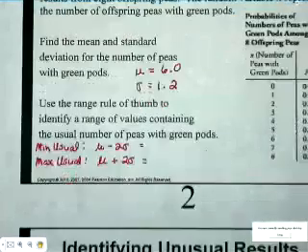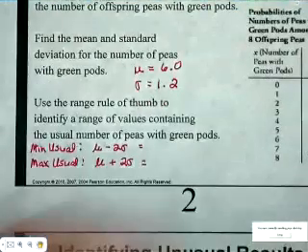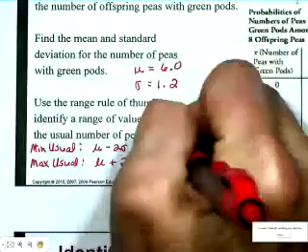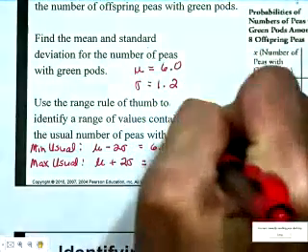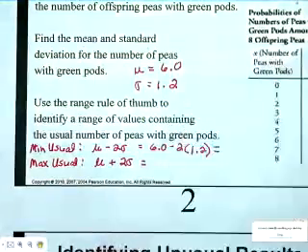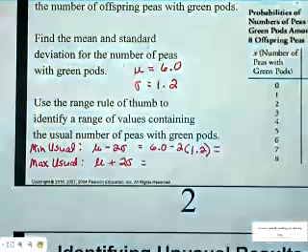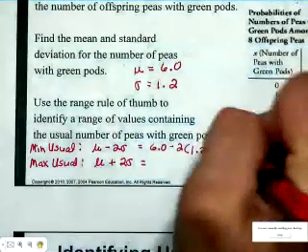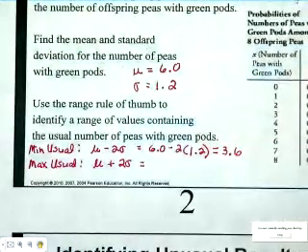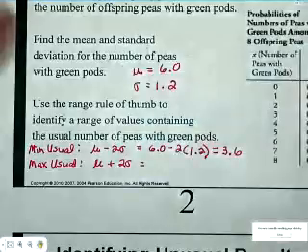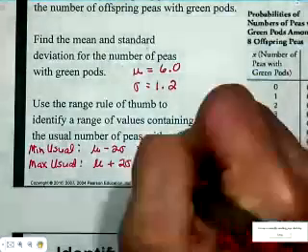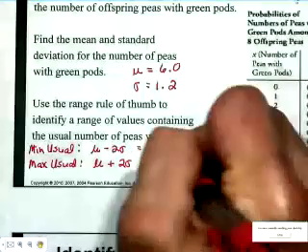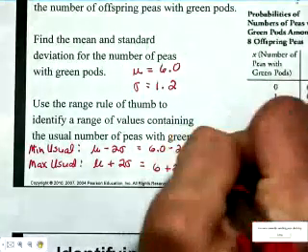So the minimum usual value would be 6 minus 2 1.2s, or 6 minus 2.4, or 3.6. And the maximum usual would be 6 plus 2 standard deviations, 8.4.